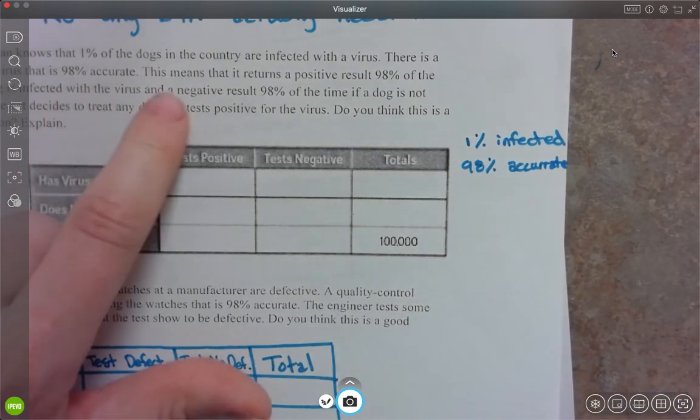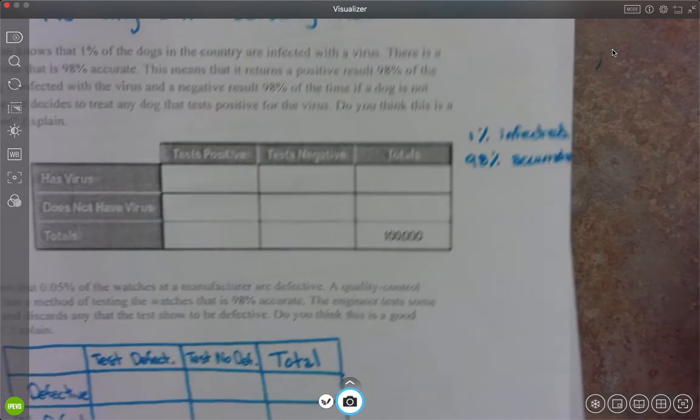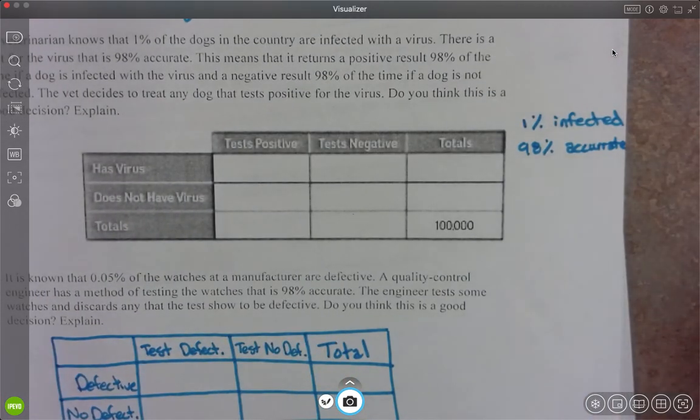Okay, this means that it returns a positive result 98% of the time if the dog has the virus. It returns a negative result if it doesn't have the virus. So basically, it's telling the truth. It's being truthful 98% of the time.